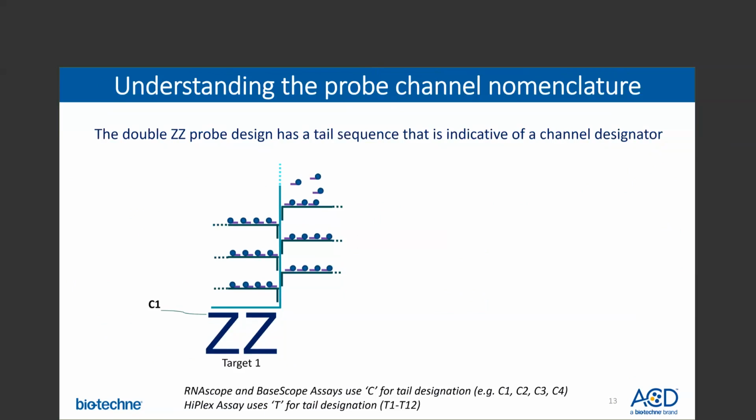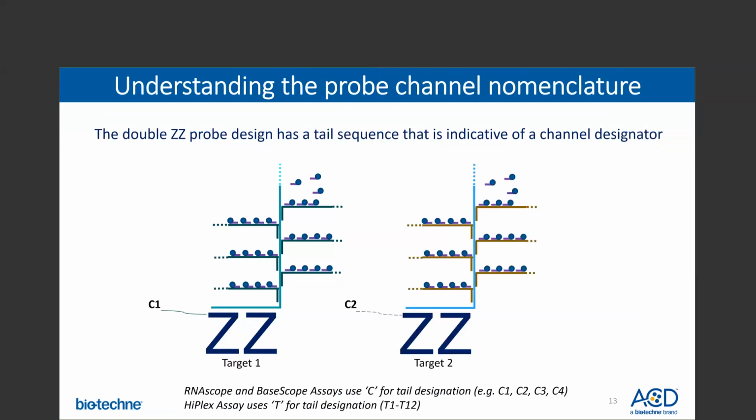As you can see here, on the left-hand side of the top part of the double Z is the C1 probe, which has a tail sequence. This tail sequence is different from a channel 2 probe, which is shown on the right here. This is important because the tail sequence is what contributes to the specificity of the channel probe detection, ensuring there's no cross-contamination or cross-detection between channel probes when you're looking at multiple mRNA molecules at the same time.